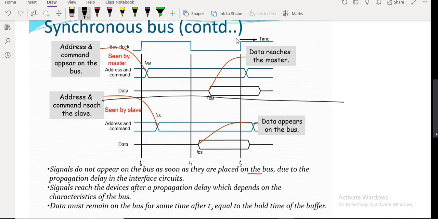Okay, so this part is seen by the master and this is seen by the slave. Now you can observe that the master sent the address and command information at time interval TAM. Address information is sent by the master, but you can see there is a delay before it reaches the slave. Can you see this time interval, and when it reaches the slave?